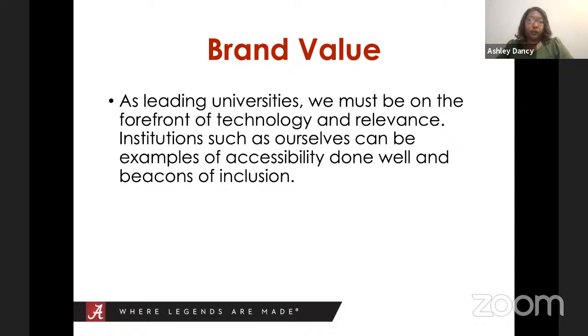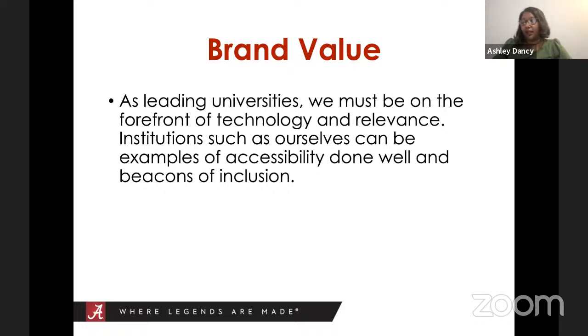We want to be able to draw in students who might be on the fence about being able to learn and grow here. We also want to be able to discuss things with people we work with and our stakeholders in the community, and be able to access things that allow them to have the knowledge that they need.